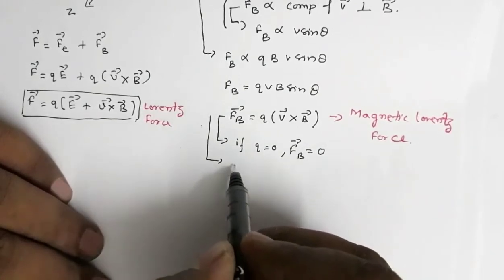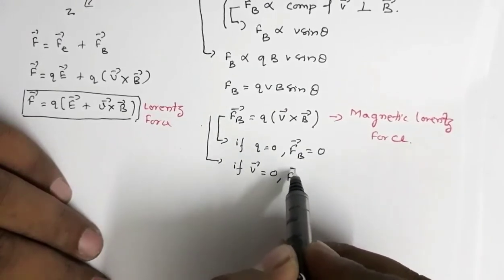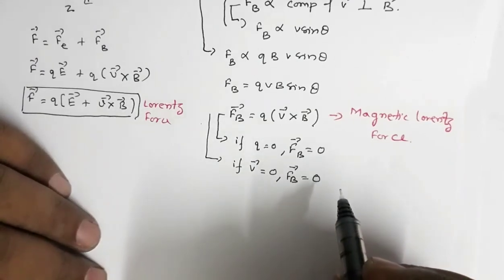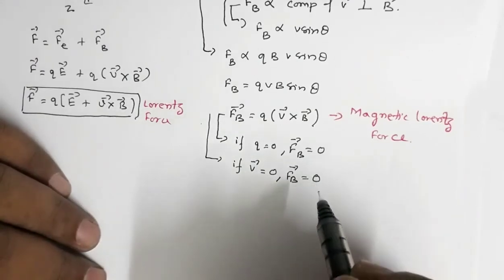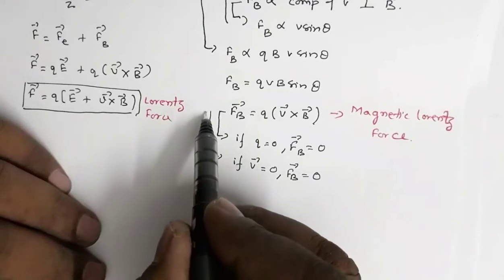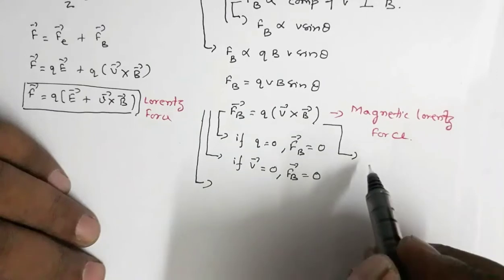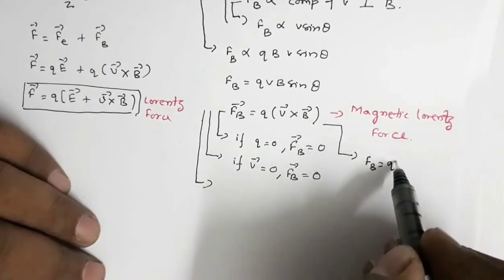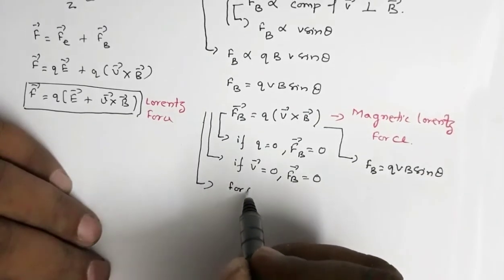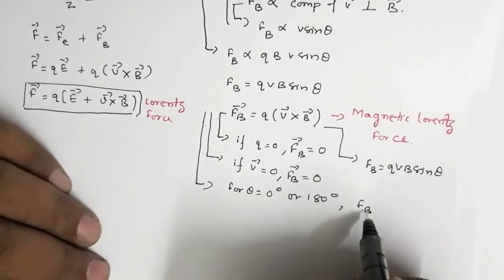Then if v is equal to 0, again magnetic Lorentz force is 0. That means a static charge in a magnetic field will not experience any force. Then see this expression, the magnitude can be written as Fb is equal to qvB sin theta. Now for theta equal to 0 degree or 180 degree, again magnetic Lorentz force is 0.